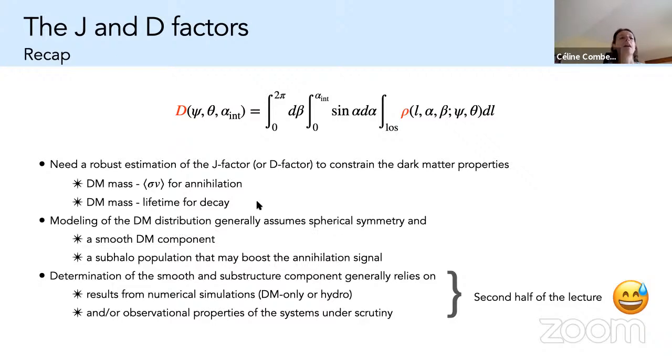That's super standard, even though we know halos are triaxial. And we will use a smooth component and possibly a subhalo population that may come and boost the signal. But as you've seen so far, I've relied a lot on results from numerical simulation, either dark matter only or hydro simulation. But actually, there is information to be gained when you start studying specific objects, by looking at astrophysical observations of those objects. And this is what we are going to see in the second half of the lecture.